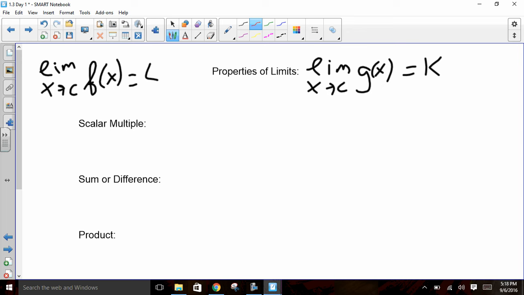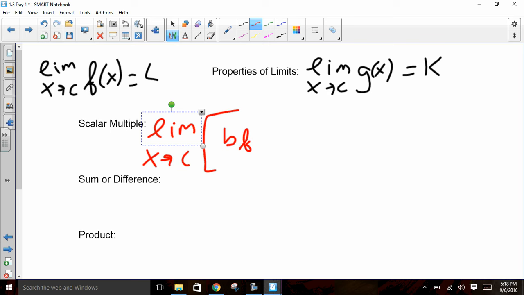So if I'm finding the limit as x approaches some number of b times my f of x function, so that means I have the function 2x plus 3, and I have a negative 2 on the outside. I'm going to multiply that through. It's the same thing as saying I'm going to take b times that L. So we said L before was whatever that limit value is, depending on what I'm looking for. Basically, I just take that scalar multiple and also multiply it to that limit.